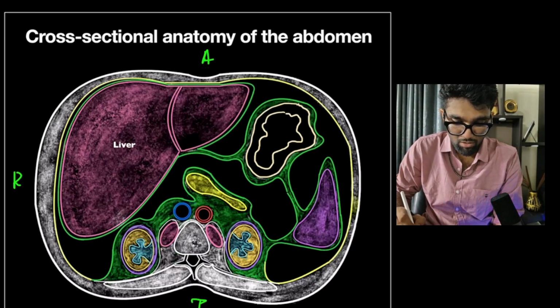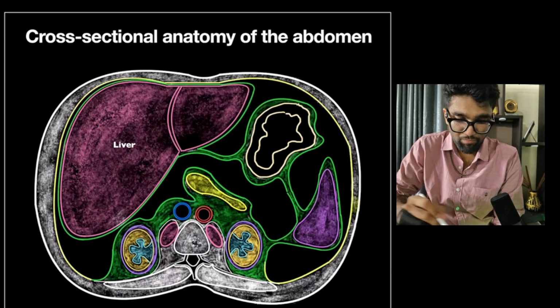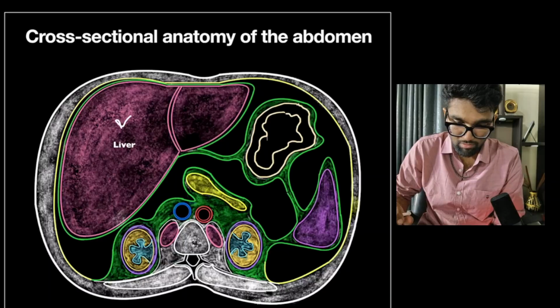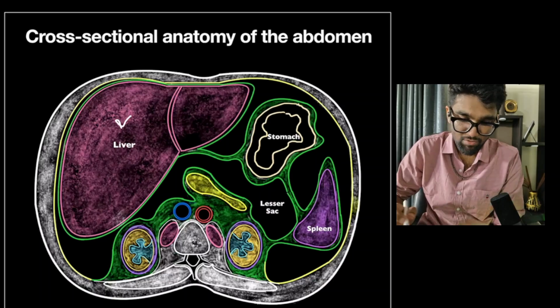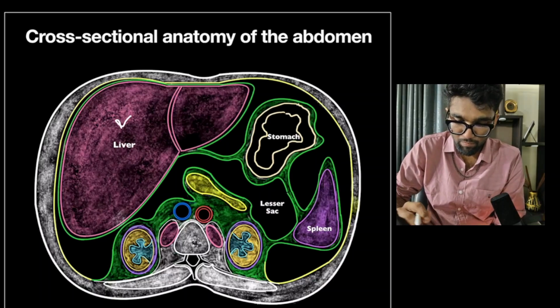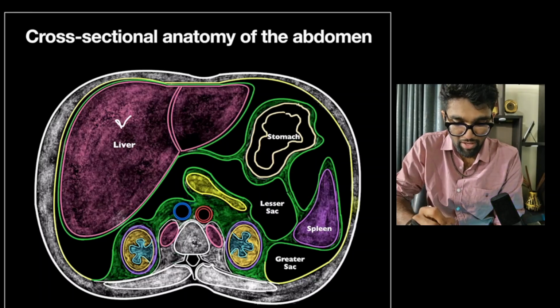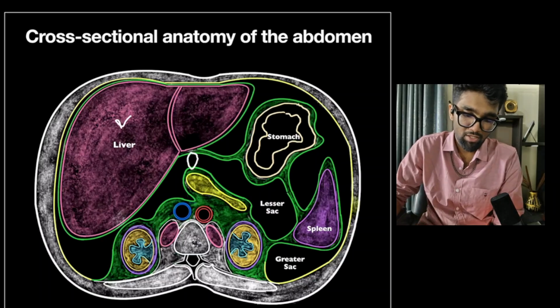Okay. Now, that's the liver. This is the liver, and this is the stomach. This is the spleen. This is the lesser sac. So as you can see, the lesser sac is behind the stomach and it communicates with the greater sac via this space. This is the epiploic foramen.